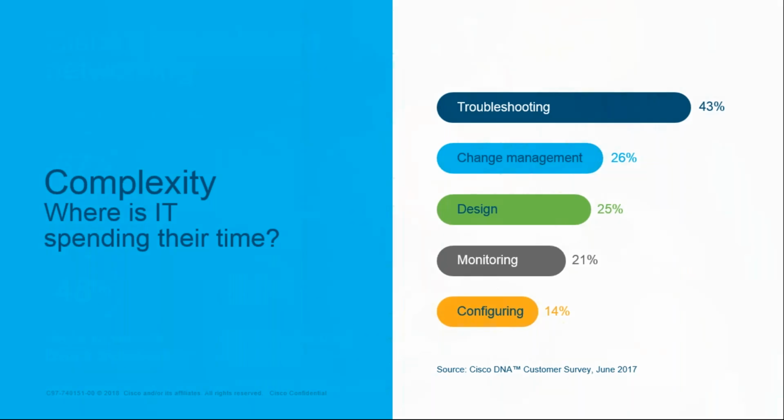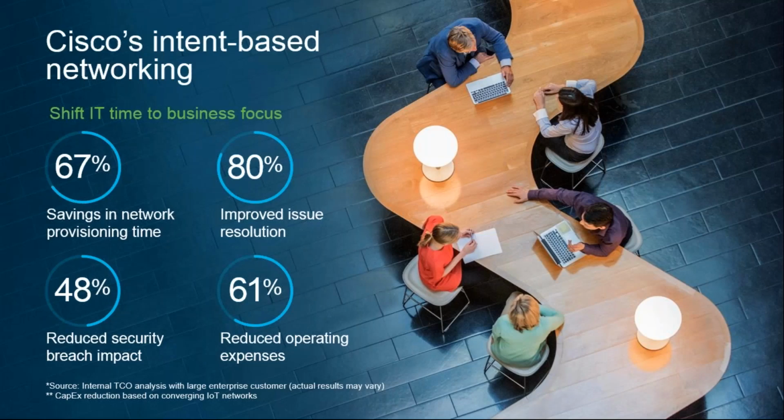Also, the Cisco intent-based network is to shift IT time to business focus. So we have about 70 customers which Cisco used to create this report. From the outcome, 67% of them are saving network provisioning time. The time it takes to provision your network is about 76% faster than when they were still on the legacy, old manual way of running things.